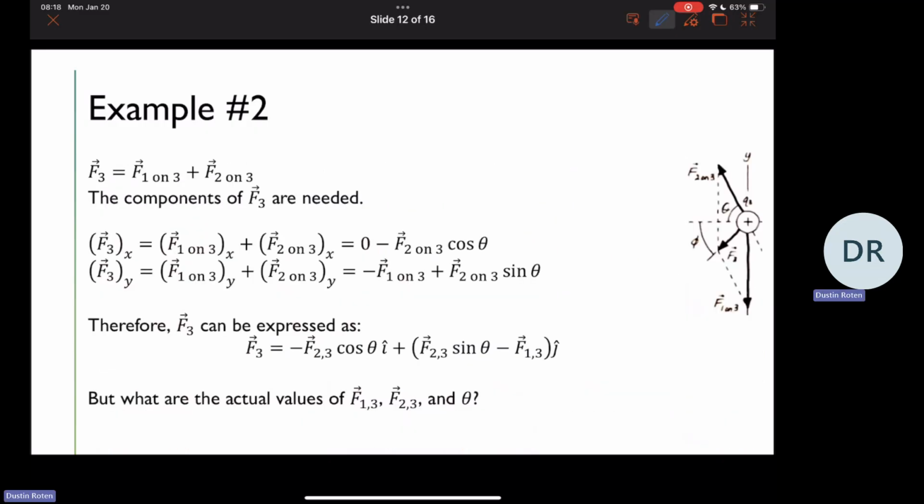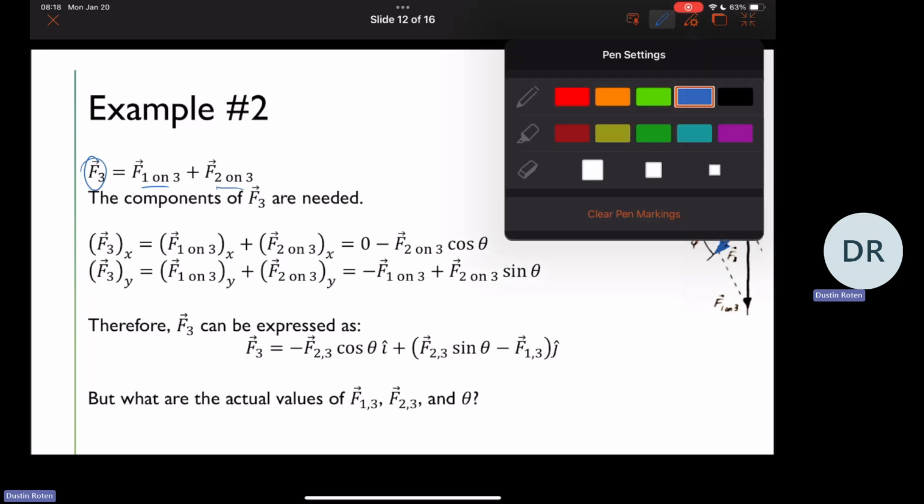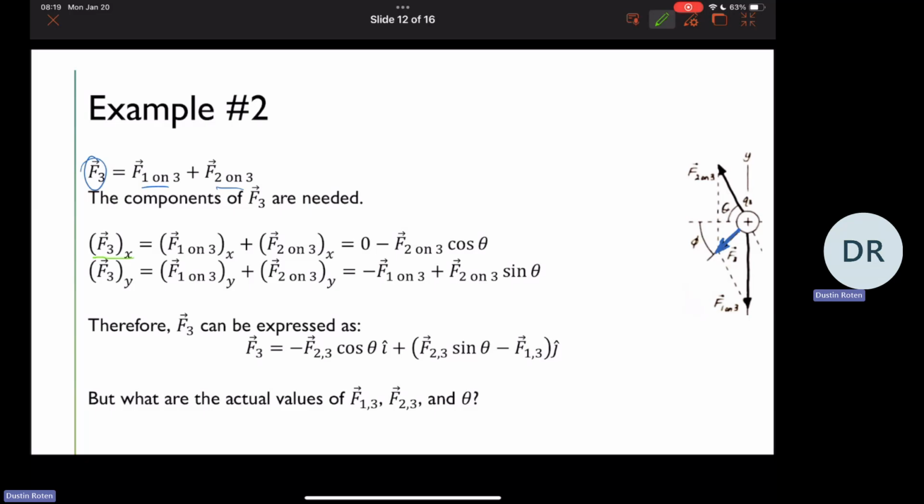All right, so now that being said, let's get these pieces here. Okay, so we're going to add F1 on 3 and F2 on 3. So now we need the individual components of F3. So I'm going to label it in blue here. This is the vector that we're looking for the components of. Now, let's first determine, I'll do it in green, I suppose, the X component of this vector. So that means we want the X component of F1 on 3. That's this vector here, but, well, that has no X component. It's only in the Y direction. So this just goes to 0. We don't even care.